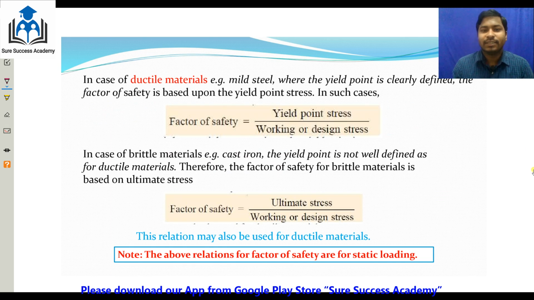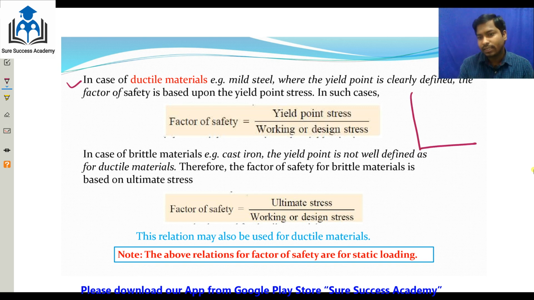So friends, we already know there are two kinds of materials, ductile and brittle. A ductile material, when loads are applied, will deform appreciably before breaking. Brittle material means it will fail without noticeable deformation, that is, with little deformation it will fail. We know that. And for a ductile material, where the yield point is clearly defined, the factor of safety is based on the yield strength.